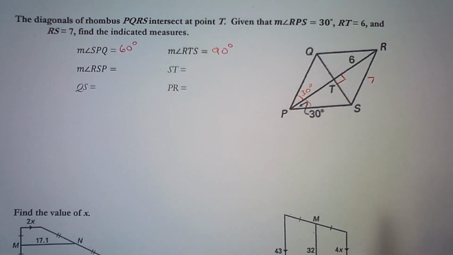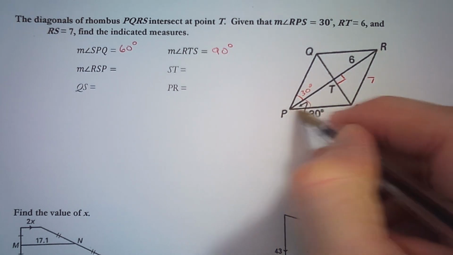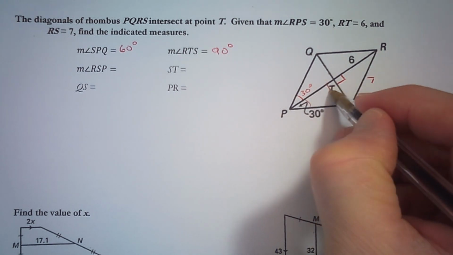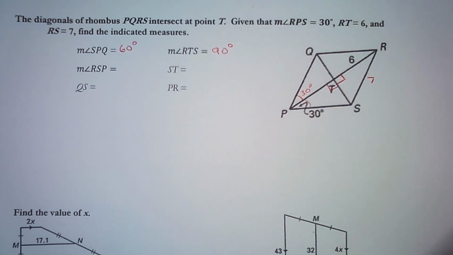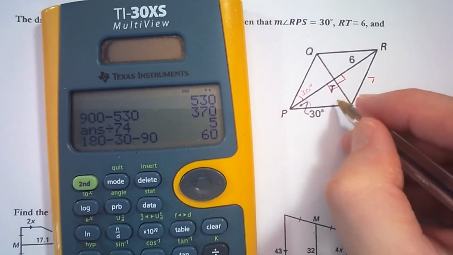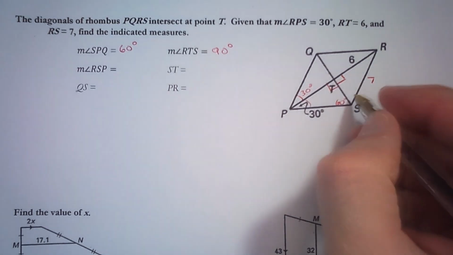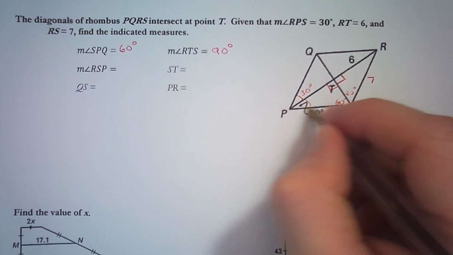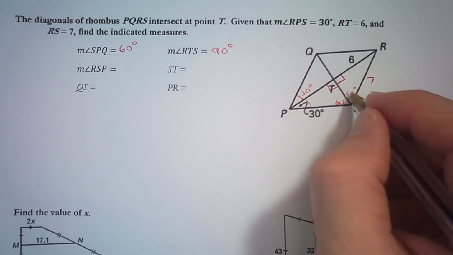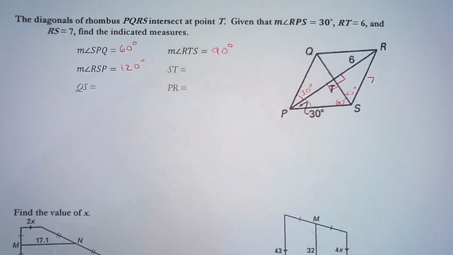The measure of angle RSP. RSP. So here I have a 90-degree angle. Here's a 30. So if I do 180 minus 30 and 90, that leaves me with 60. So I've got a 60-degree angle right here for RST, which means this is also 60 degrees. So RSP is 60 plus 60, which is 120 degrees.